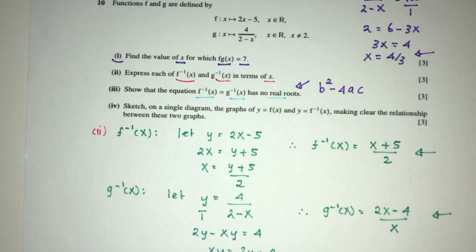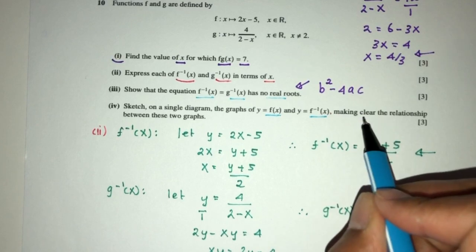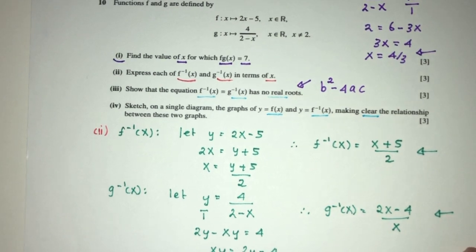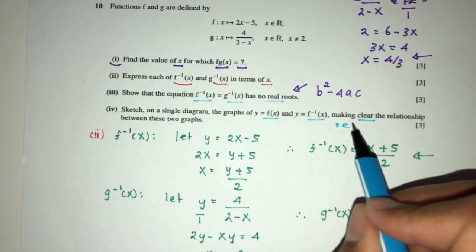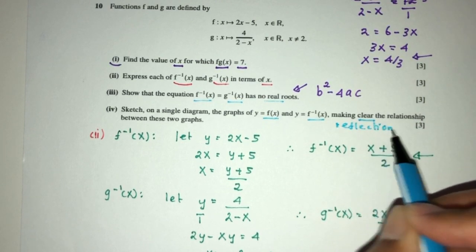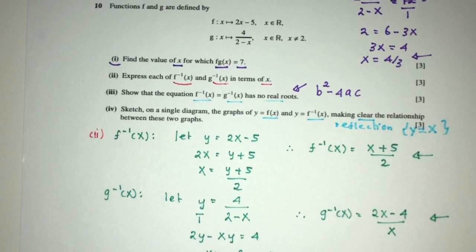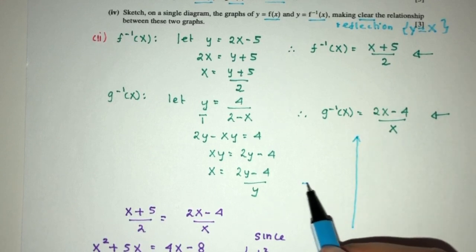On a single diagram, we have to sketch the graph of this, making clear the relationship between the two graphs. Now, I think these kinds of questions come up pretty often, and it's pretty easy as well. The main thing, we understand that the relationship between a graph and its inverse is always going to be a reflection in the line y equal to x. So that's the relationship that they need to have. For example, let me just sketch this one. It doesn't need to be exact.